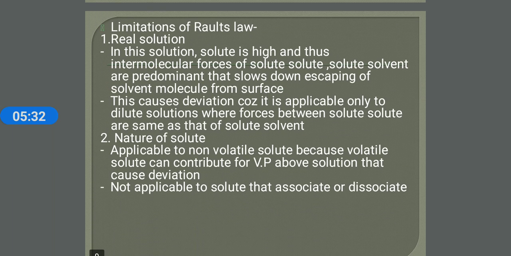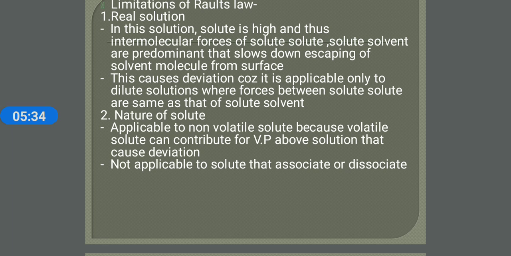Then what are the limitations of Raoult's law? First is real solution and second is nature of solute. In a real solution, the solute is high and thus intermolecular forces of solute or solute-solvent are predominant, which slows down the escaping of solvent molecules from the surface. This causes deviation because the law is applicable only to dilute solutions where forces between solute are the same as those of solute-solvent.